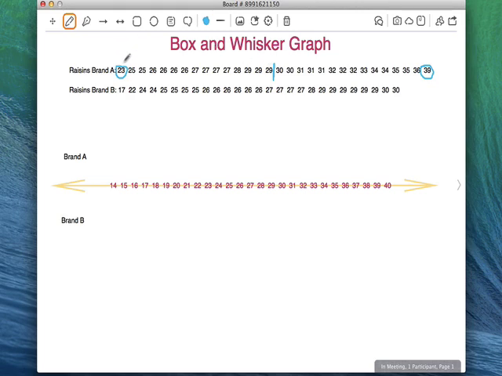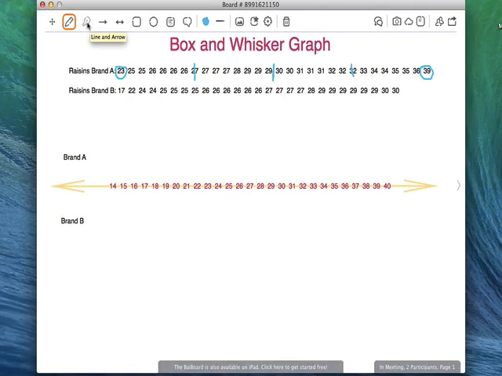So the middle will be the 8th piece of data. 1, 2, 3, 4, 5, 6, 7, 8. The middle of this half of data is the 8th piece of data. There's 7 on this side and 7 on this side. So the same will be true for the upper half. 1, 2, 3, 4, 5, 6, 7, 8. This is the 8th piece of data.